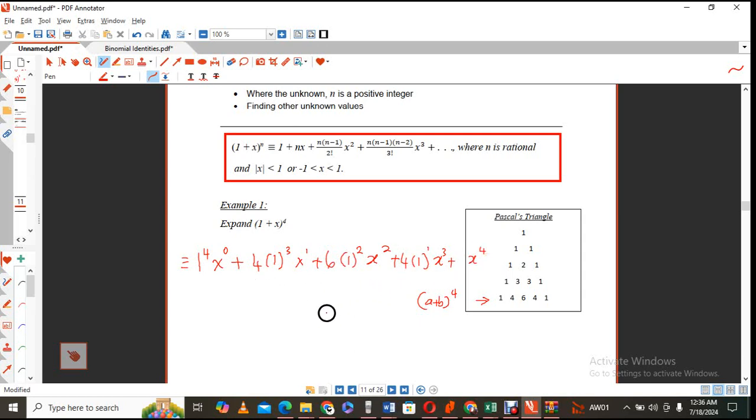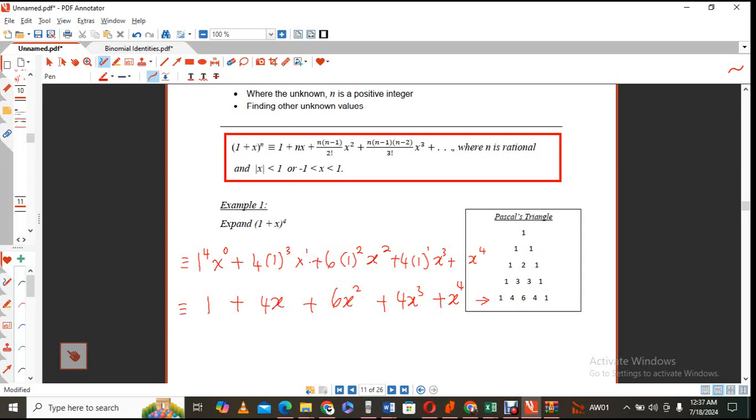Okay, so let's clean this up and see what it gives me. So this is nothing but 1 here. This just gives you 1, and here I have nothing but 4x. Here I have nothing but 6x squared. Here I have nothing but 4x cubed, and here there's nothing but x to the power 4. So this is how you would otherwise expand that using the binomial theorem.